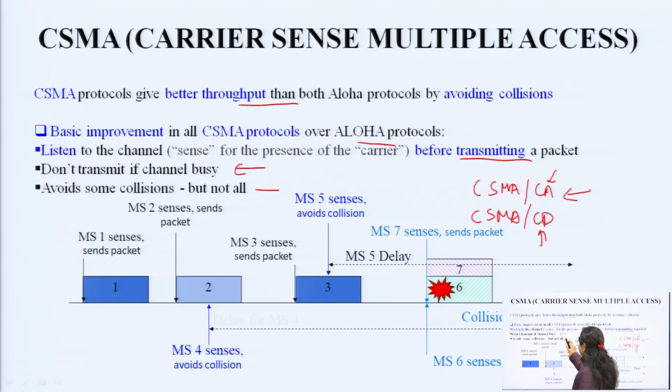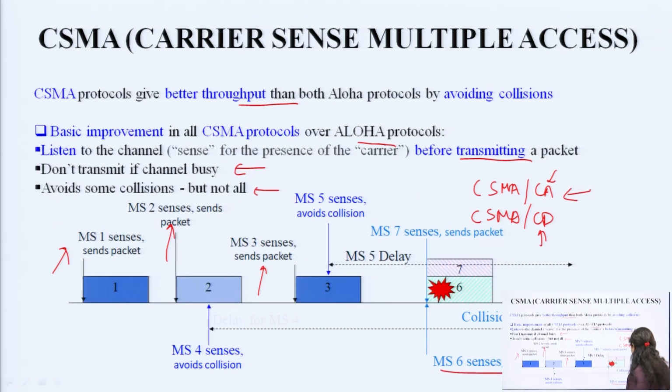It will avoid some collisions, but not all of them. For example, MS1 senses the channel and sends a packet, MS2 senses and sends a packet, then MS3 senses the packet sent by MS3. So, a collision has taken place and it will retransmit the data. Carrier sense multiple access means the channel will be sensed to see whether it is free or busy. If it is busy, the transmitter will not transmit the data, and only if it is free will the data be transmitted.